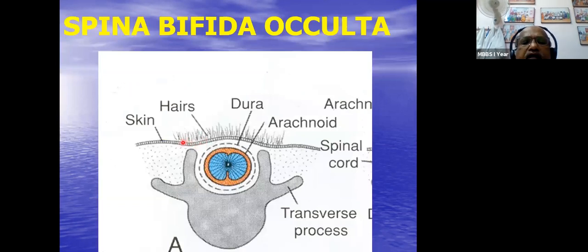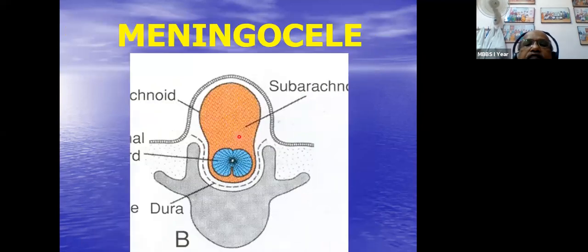So important thing, if in the sacral region and the median plane, you have a tuft of hairs like this, you have to suspect spina bifida occulta. So everything is normal. Your spinal cord and meninges are normal. So only this defect is there. That's why it is called spina bifida occulta. Nothing will happen. Okay. So that is the one minor form of spina bifida.